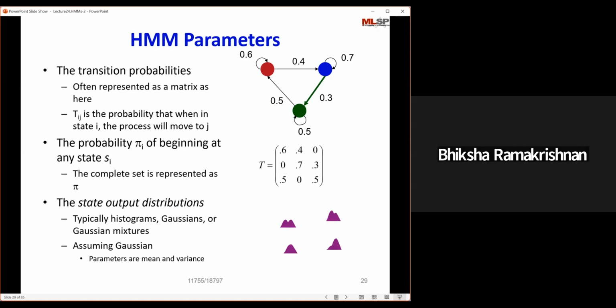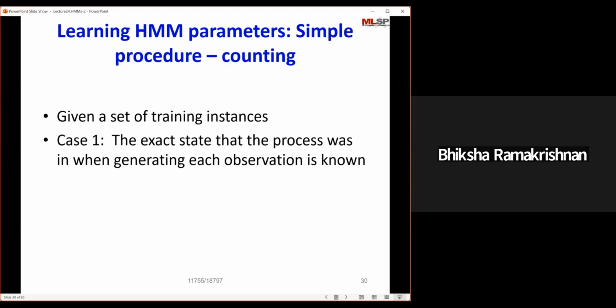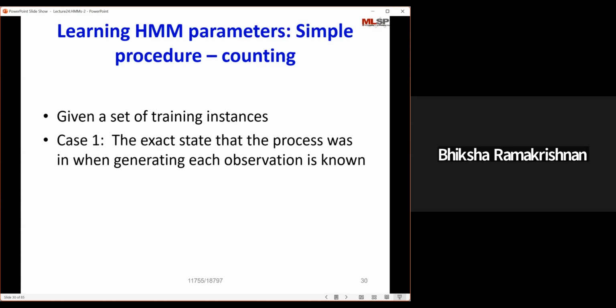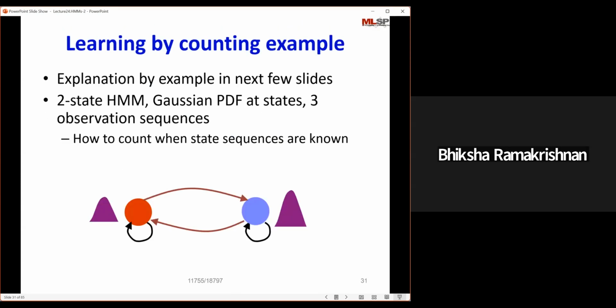So these are the parameters we must estimate, right? Let's see how we can do this. Let's consider a very simple counting-based procedure. Let's say you're given a set of training instances and you know the exact state sequence that the process followed in generating each observation sequence in your training set. So in this case, how would we estimate HMM parameters?